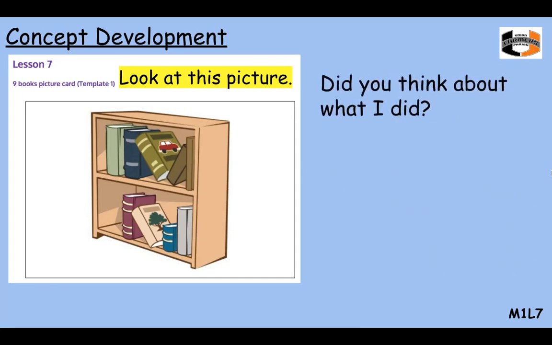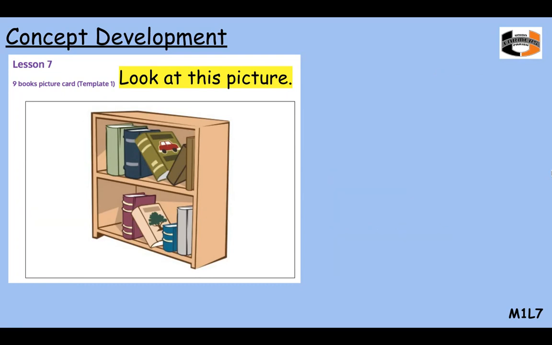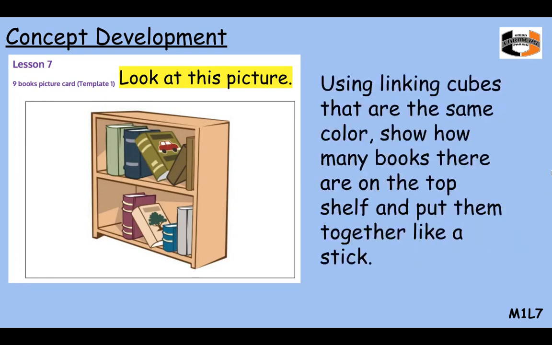Did you think about what I did? There are some books on the top shelf and some books on the bottom shelf. Using linking cubes that are the same color, show how many books there are on the top shelf and put them together like a stick. And I know at home we do not normally have linking cubes. If you had Legos, that would work. Or if you just want to watch what is on the screen, that will be okay too.